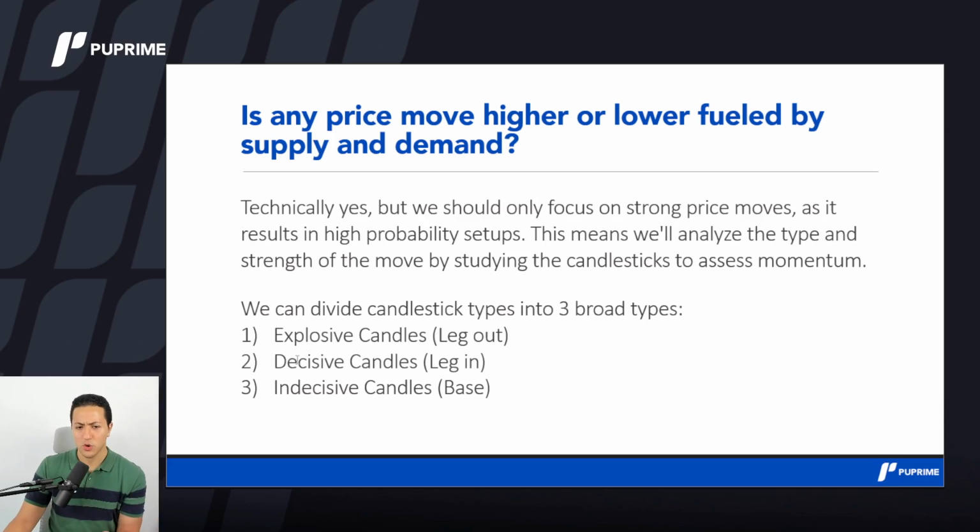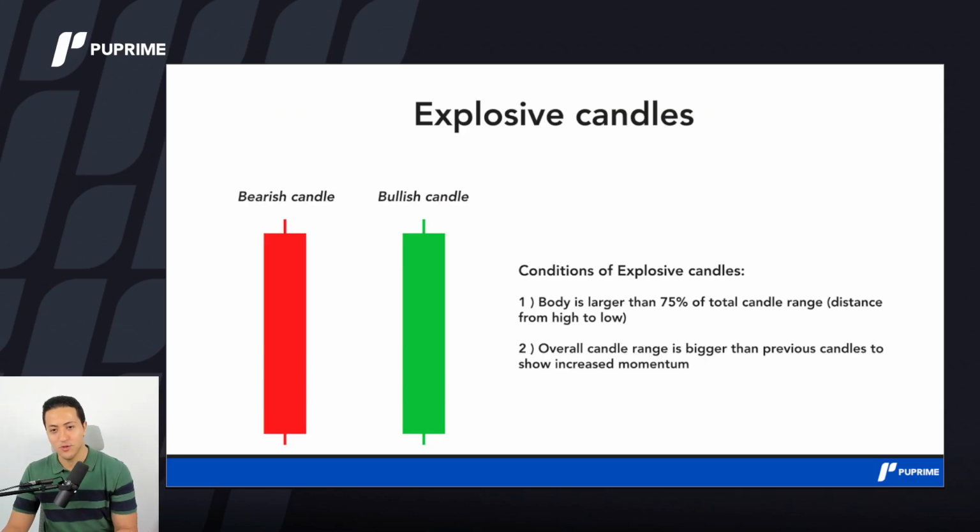We have another thing which is called the decisive candles, and most probably this is the leg in. We have the indecisive candles, and this is the base. If you're wondering what this means, we will have to explain each candle type. How far back do we go through supply and demand lines? Sir, this is not time for practice. Wait, just stick around. I told you every question would be answered. This is the explosive candles, okay? And this is just a simple explanation. So that's a bullish explosive candle, and that's the bearish explosive candle.